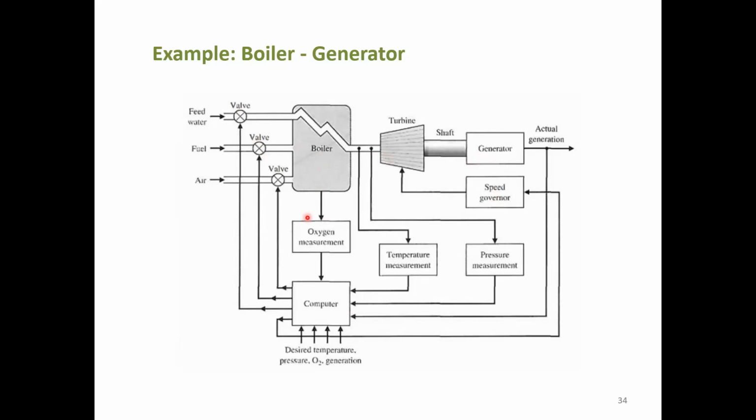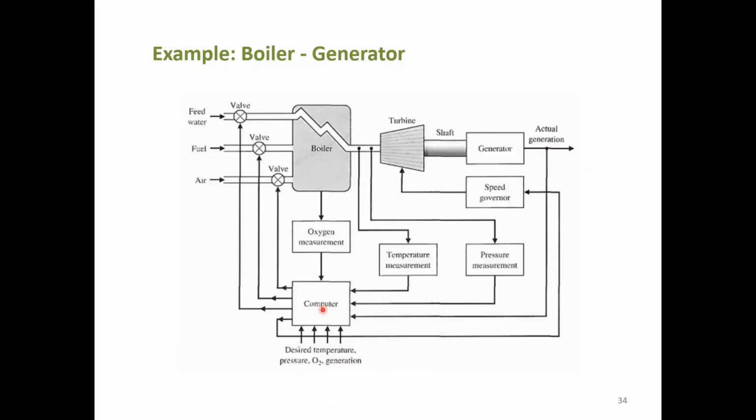And here, see, there are some parameters. You have to maintain a certain level to avoid an accident. So the oxygen measurement will measure the oxygen, and the result will go to the computer, as well as the temperature measurement and pressure measurement. These three things. Okay. And the actual generation will also come to this computer. So here you'll set the values of temperature, pressure, oxygen, and generation.